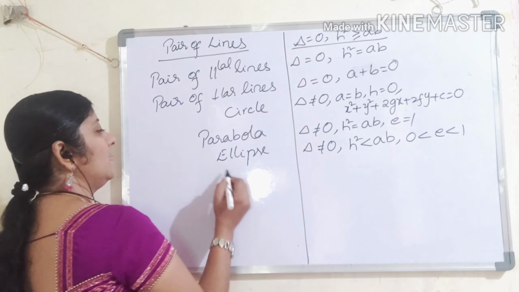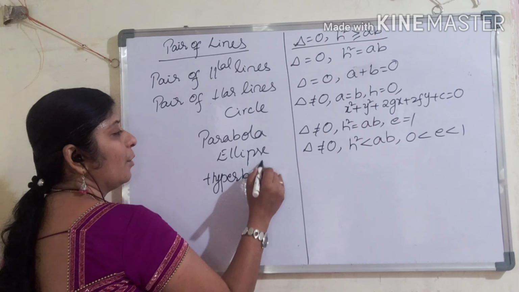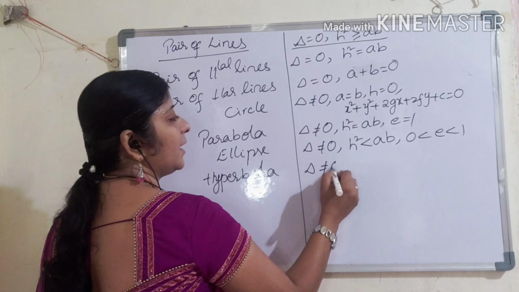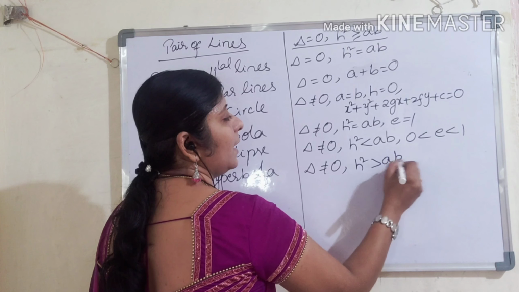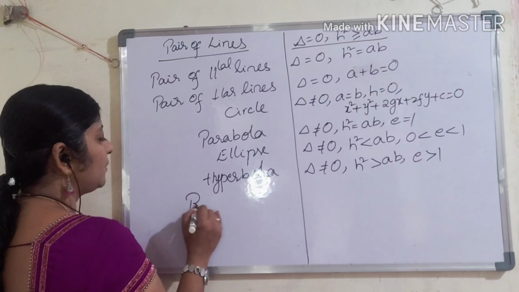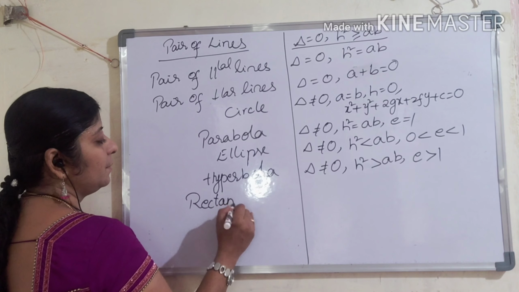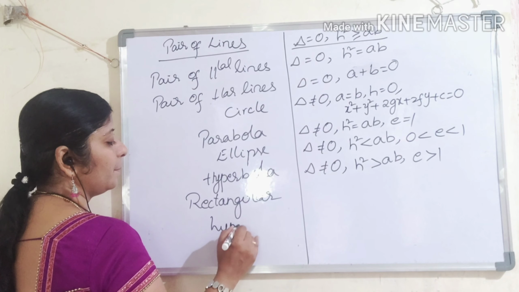After ellipse, hyperbola. For hyperbola also delta not equal to 0 and h square greater than AB and when E greater than 1. And at last we have rectangular hyperbola.